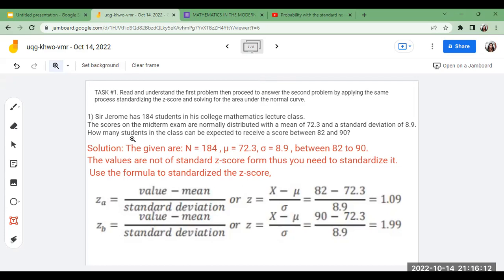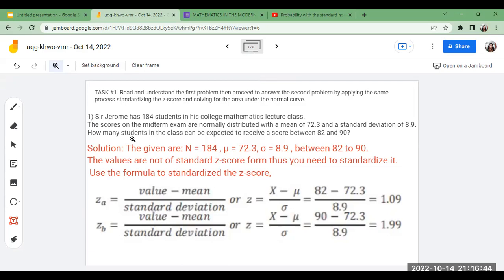So the problem is, Sir Jerome has 184 students in his college mathematics lecture class. The scores on the midterm exam are normally distributed with a mean of 72.3 and a standard deviation of 8.9. How many students in the class can be expected to receive a score between 82 and 90? So the condition says between 82 and 90. And that's the normal value that is given. Yan yung gagamitin nating value ni x.